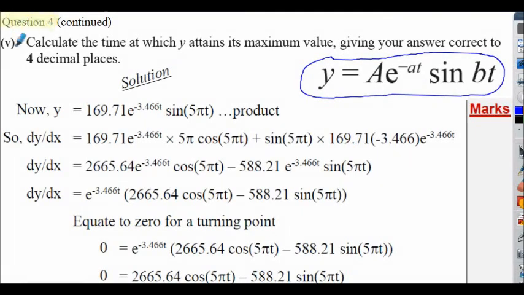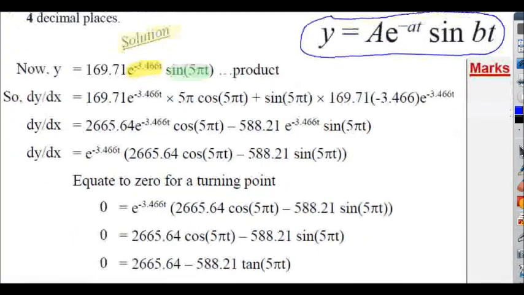And question 4, part 5, here's the solution. Don't forget it's a product here because e is a function of t and the sine is a function of t. So it makes it a product. Product formula shown in our formula sheet. Here's the full solution.